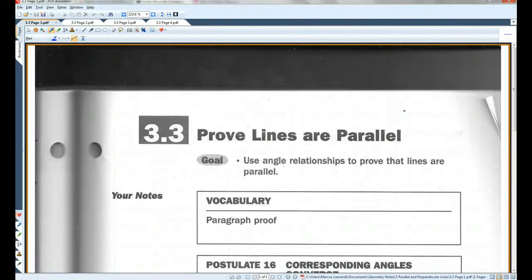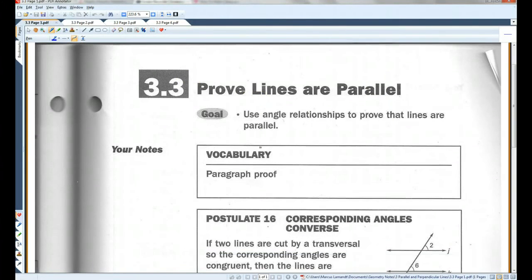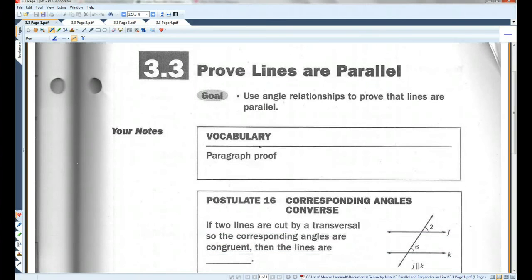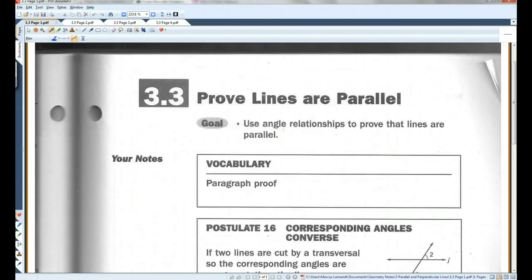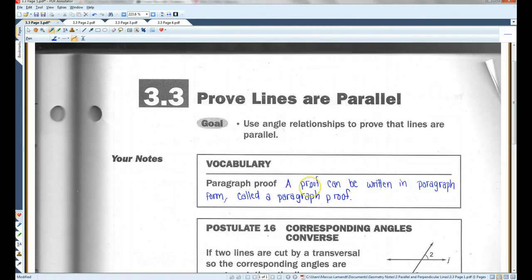Alright, you guys, if you could please turn to 3.3, prove lines are parallel. Up until now, we have only done proofs that are done in 2 columns. There is another way to write a proof called a paragraph proof. A paragraph proof is basically just a proof written in paragraph form.